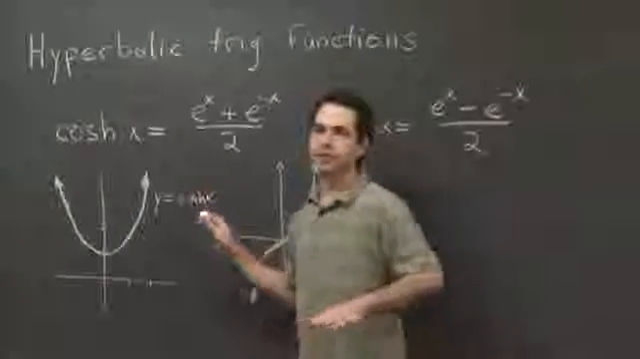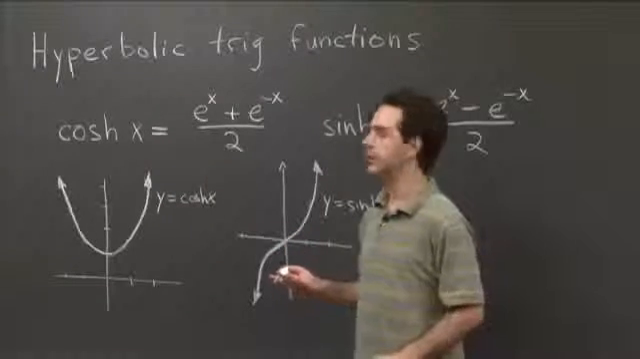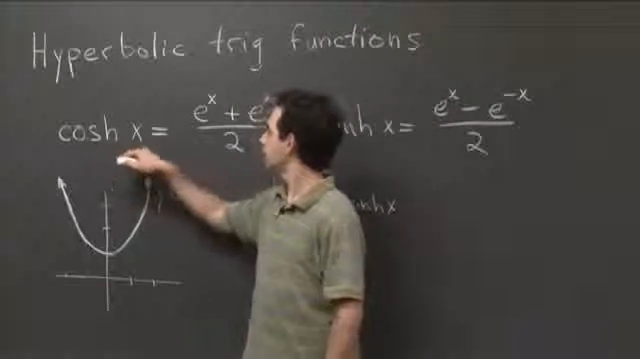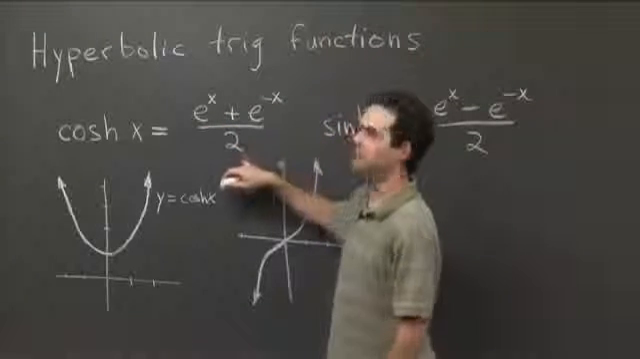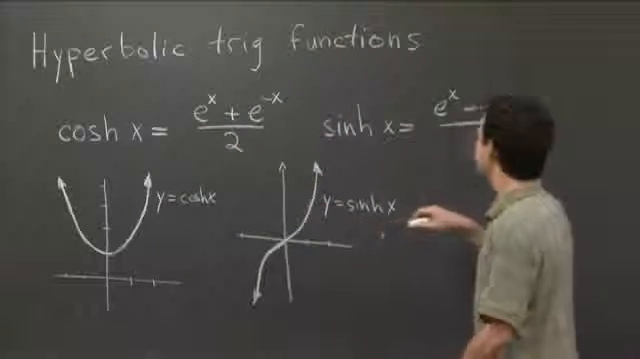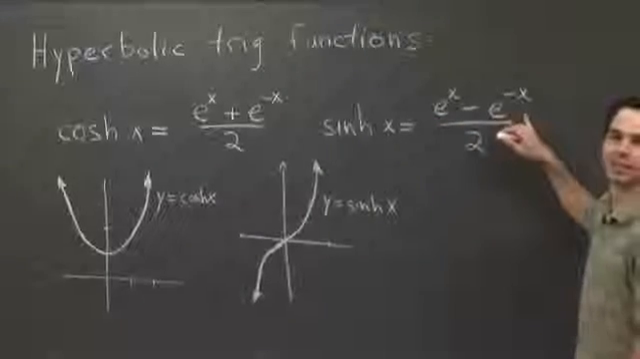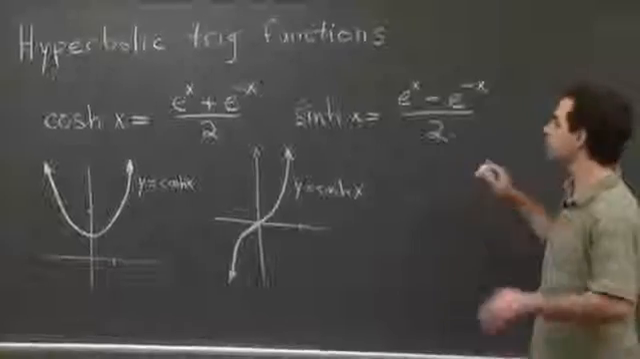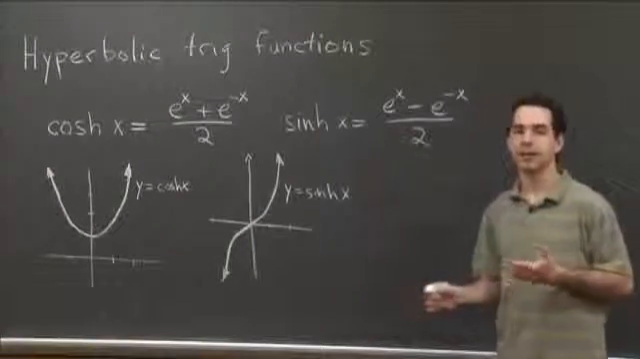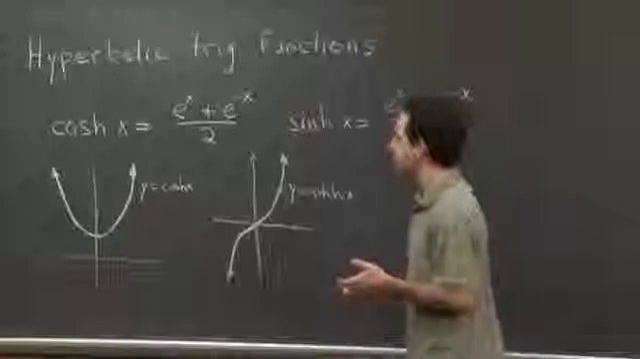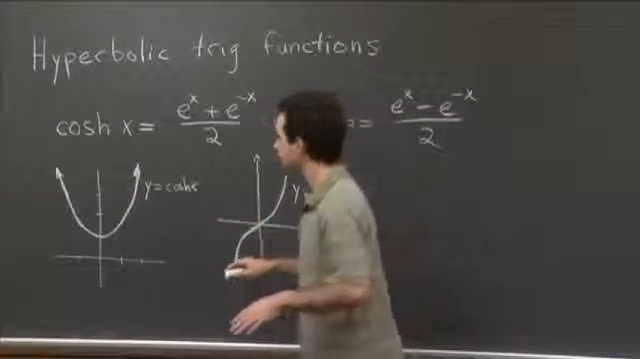These functions have fairly simple definitions in terms of the exponential function e to the x. So cosh of x is defined to be e to the x plus e to the minus x, divided by 2, and sinh of x is defined to be e to the x minus e to the minus x, divided by 2. If you remember what your graph of e to the x and your graph of e to the minus x look like, it's not hard to see that the graphs of cosh x and sinh x should look sort of like this.